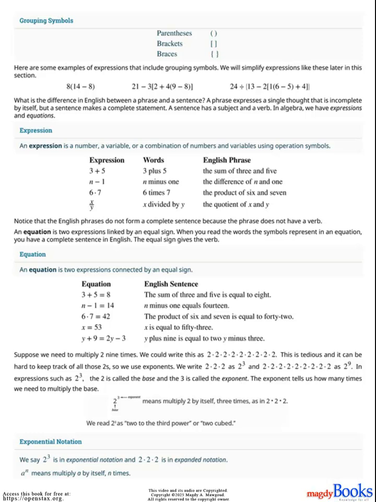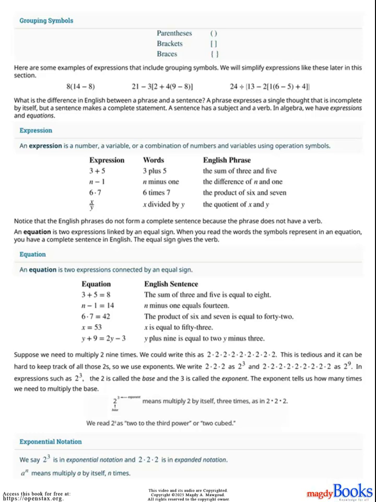6 times 7. The product of 6 and 7. X over y. X divided by y. The quotient of x and y. Notice that the English phrases do not form a complete sentence because the phrase does not have a verb.